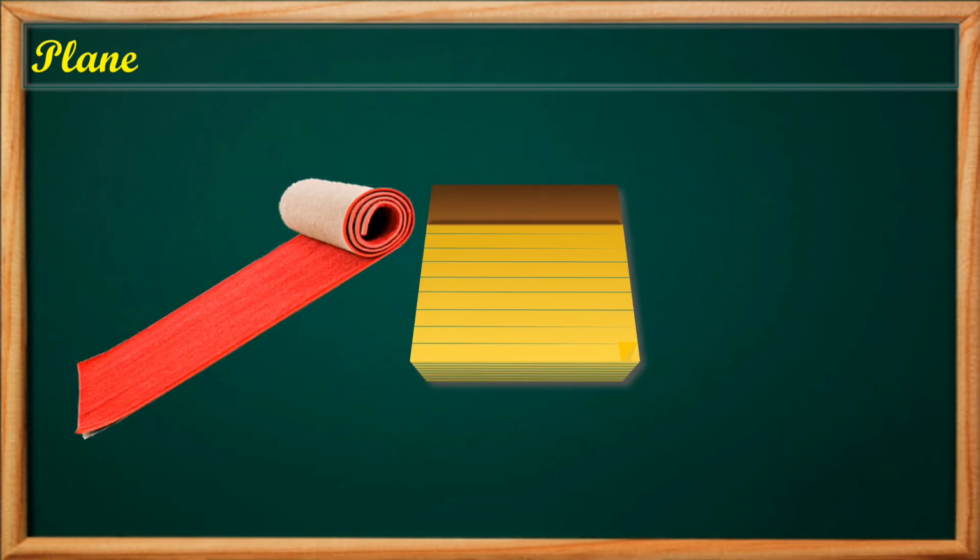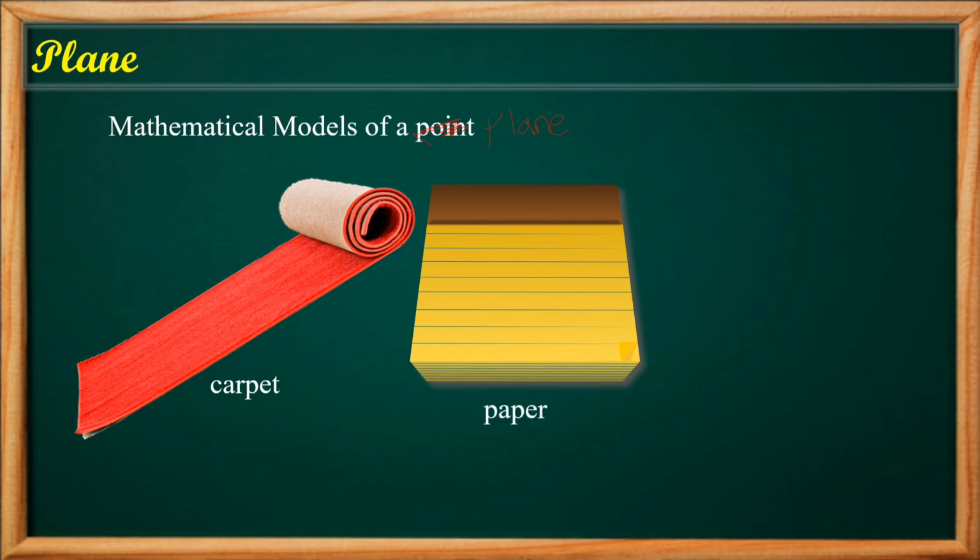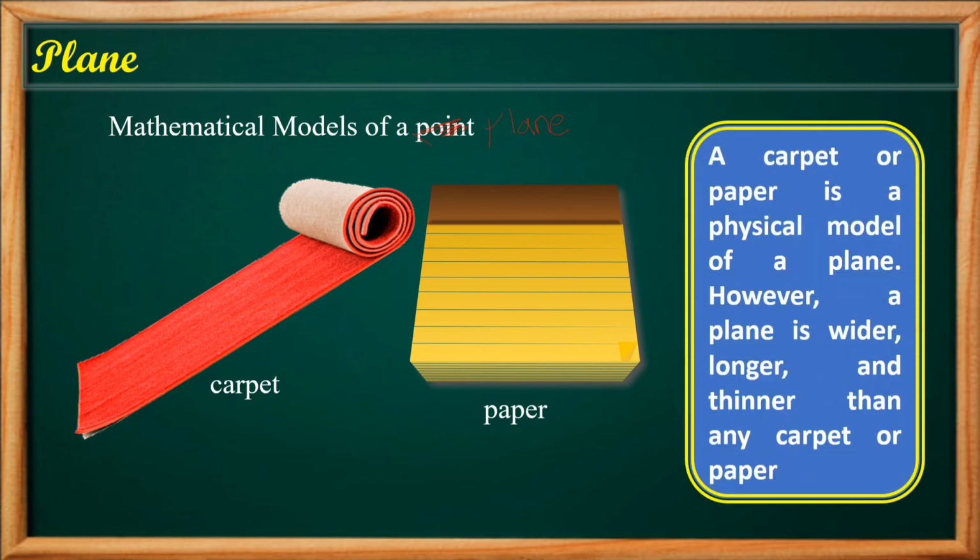Then another one in mathematical model, we have here this figure. Okay, the carpet. Again, meron naman tayo. Okay, hindi yan siya point, kundi plane. Pasensya na po. Ayan, plane. Now, plane, it represents the carpet. That is only a representation. Then, it represents the paper. Okay. Remember, a carpet or a paper is a physical model of a plane.